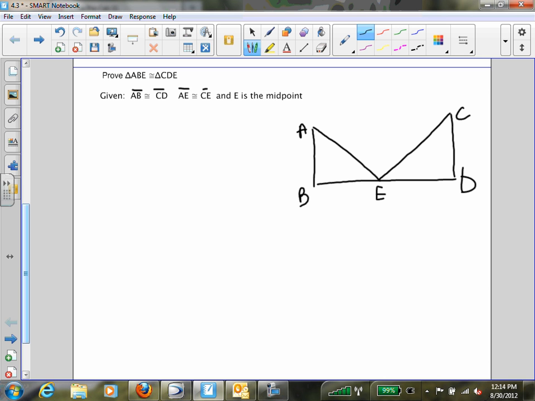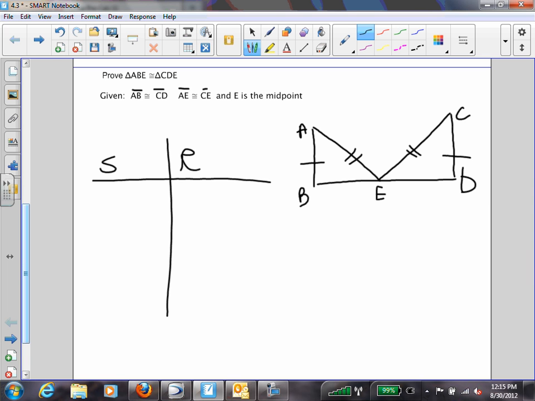So let's see. We're going to mark up our drawings, okay? I'm telling you that AB and CD are congruent. They each get 1 tick, okay? I'm telling you that AE and CE are congruent. AE and CE. And then I give you that E is a midpoint. Well, that's kind of strange.